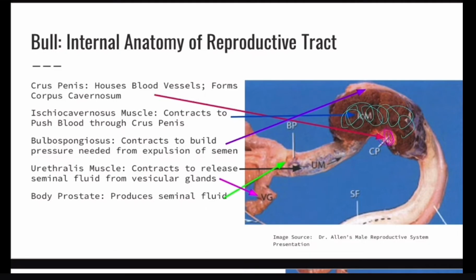The bulbospongiosus contracts to move blood to build pressure in order to expel semen from the urethra during ejaculation. That muscle is up here. It's in the middle of the ischiocavernosus. The urethralis contracts to release seminal fluid, which is a fluid that transports and nourishes sperm that comes from the vesicular glands during ejaculation. Here's the vesicular gland. Here's the urethralis muscle. All three muscles are skeletal muscle. And the body of the prostate, this little thing right here, also produces seminal fluid.